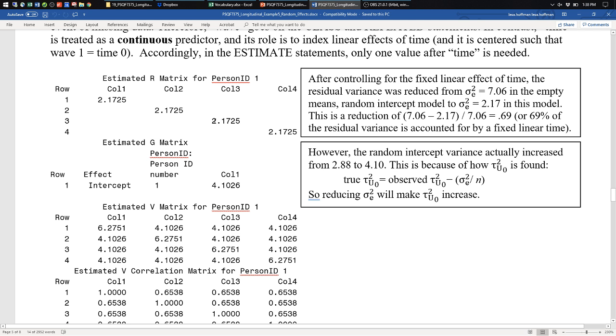And because the residual variance went down, random intercept variance in G at level 2 has to go up. It used to be 2.88, now it's up to 4. That's because of the correction factor. There's less of what the model perceives to be noise at level 1, and so it is undercorrecting relative to what it did in the empty model. Doesn't mean anything, doesn't mean you made it worse. It's just what happens.